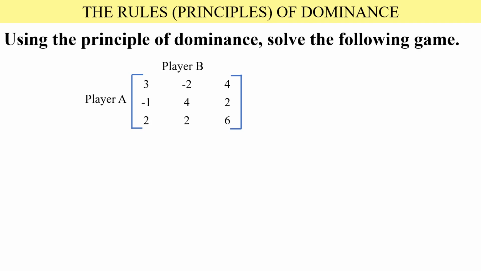In the previous lecture, we discussed the rules of dominance to reduce the size of the payoff matrix. In this video, we will look at one example problem to solve the payoff matrix by applying the dominance rules. Let's see the problem. Using the principle of dominance, solve the following game. Here, player A has 3 strategies and player B also has 3 strategies.